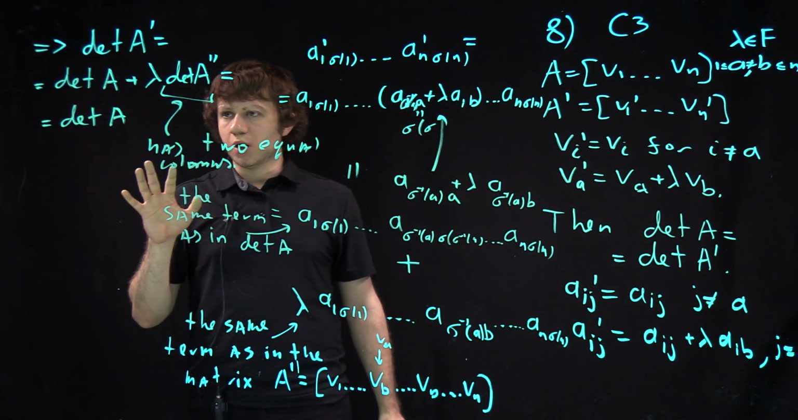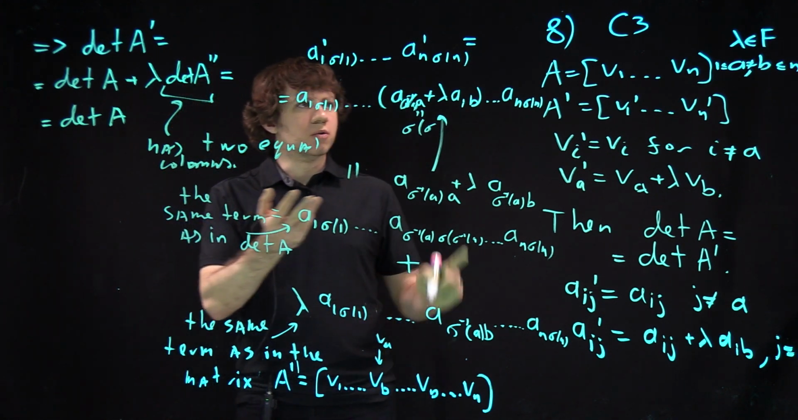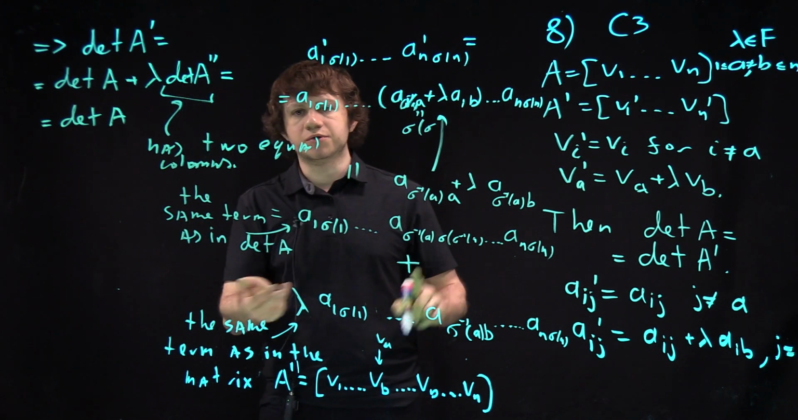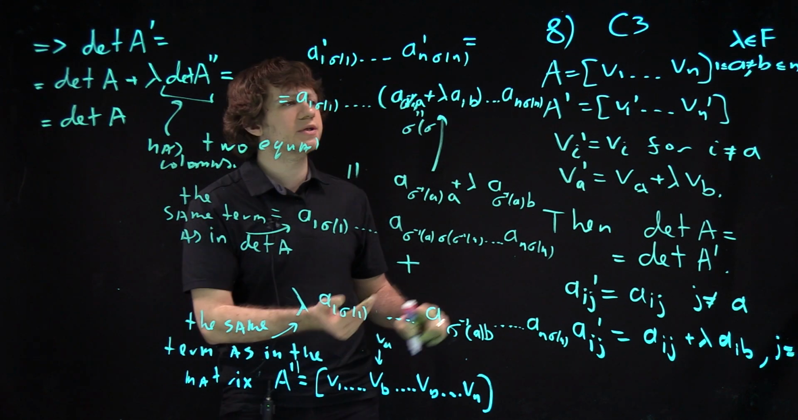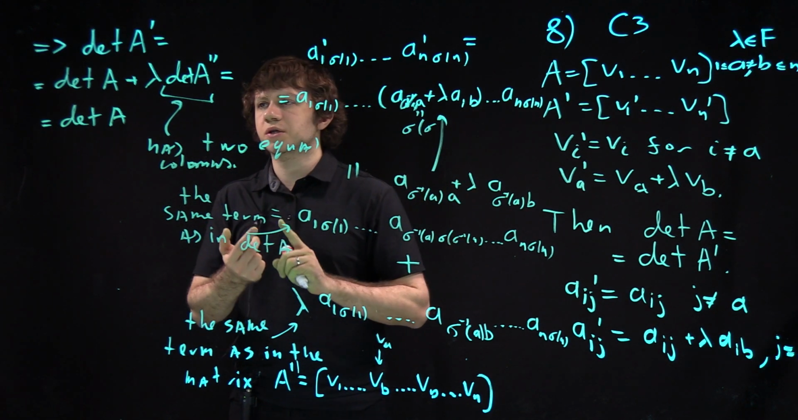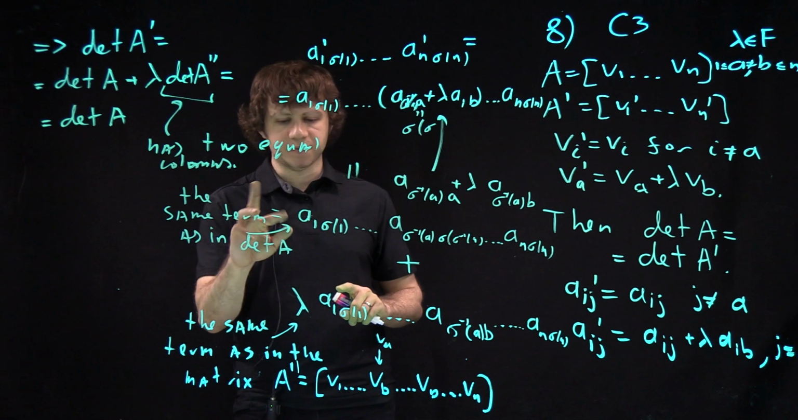Okay, so what do we see? So third column operation and equally third row operation don't change the determinant. First column and row operations flip the sign.